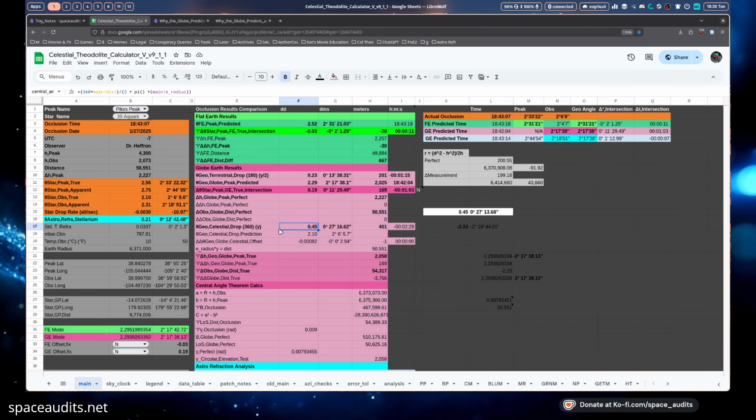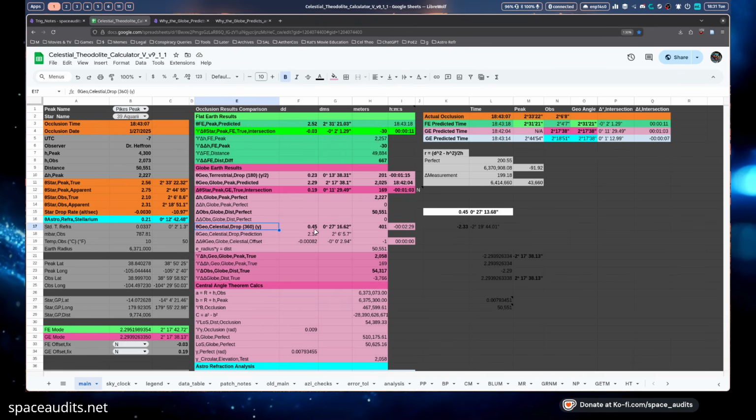You could call it the celestial drop, because that's what it's going to be over the full distance. But that angle also corresponds to the distance between the observer and the peak.